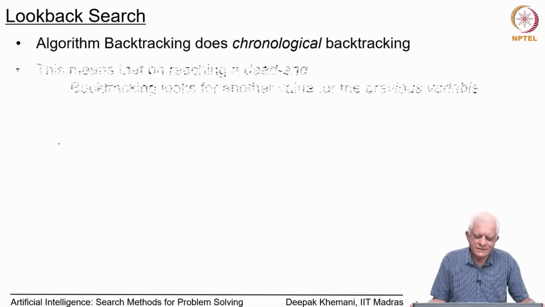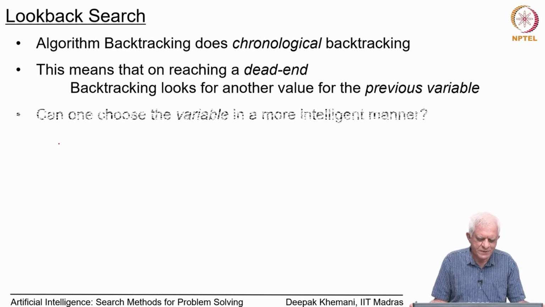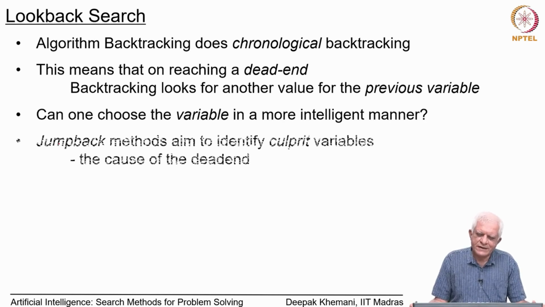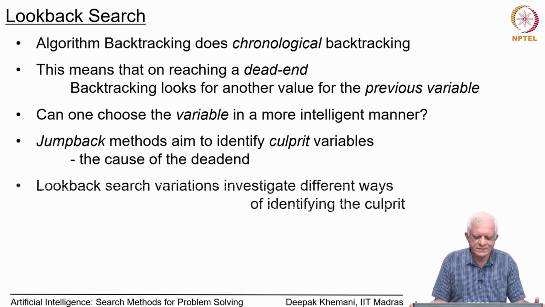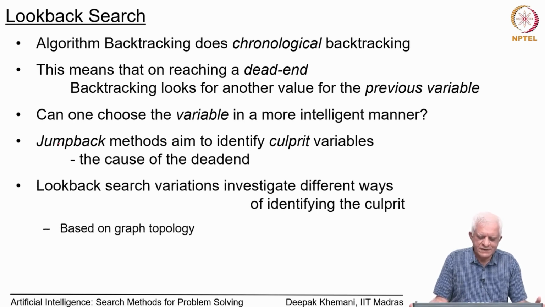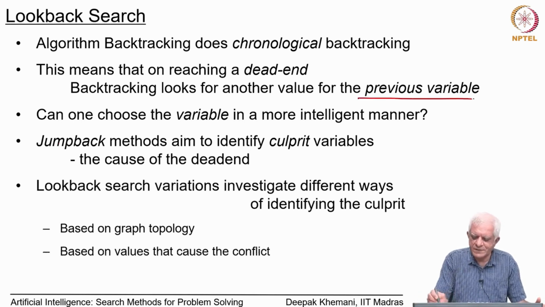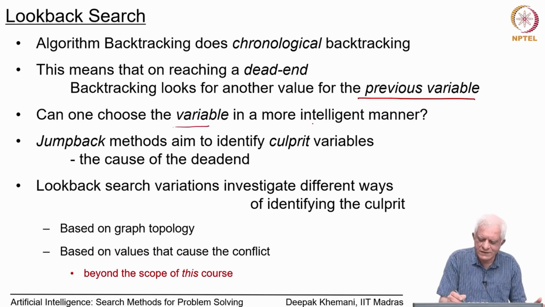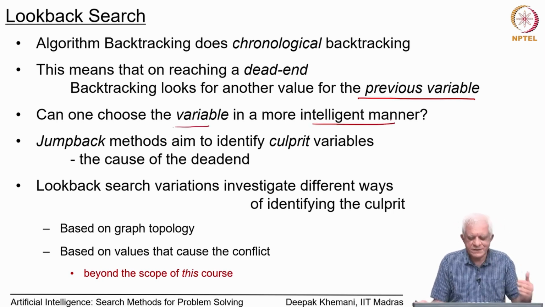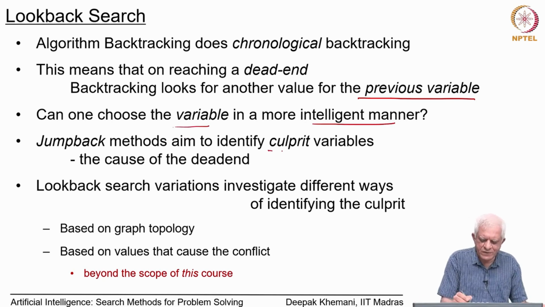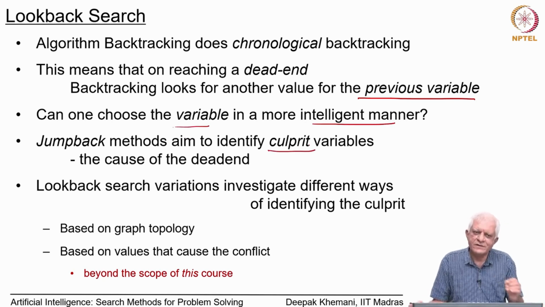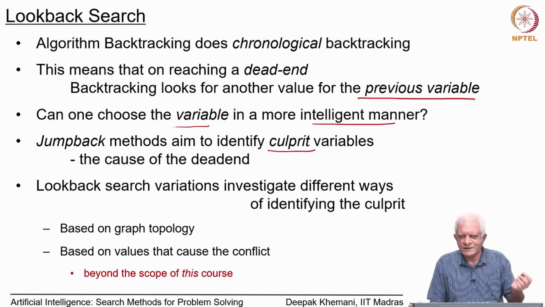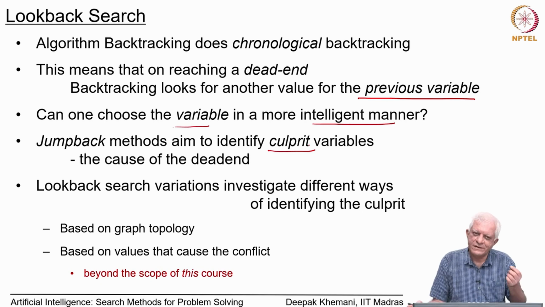I had mentioned look back search. So, let us talk a little bit about that. Backtracking does chronological backtracking. This means that when you reach a dead end, you go back to the previous variable to look for a new value. Can one choose a variable to which you want to give a new value in some intelligent manner? And there are these jump back methods that aim to identify what is called a culprit variable. So, the variable which led to the inconsistency or which led to the dead end, and you directly jump back to that variable.